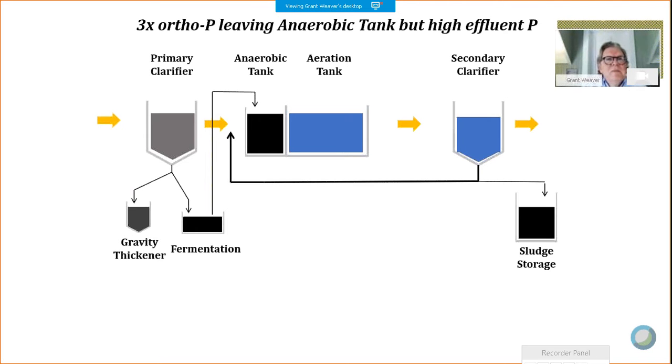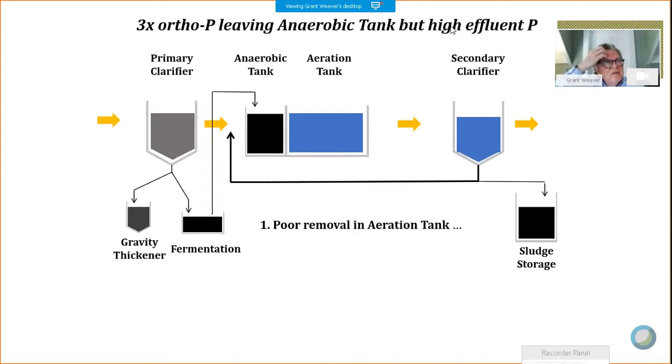Okay, now what do you do if that isn't my problem? I'm getting the phosphorus release in the anaerobic tank, but my effluent still has high phosphorus. Well, there are 2 most likely possibilities for that. 2 causes, sources, 2 things that are going on.